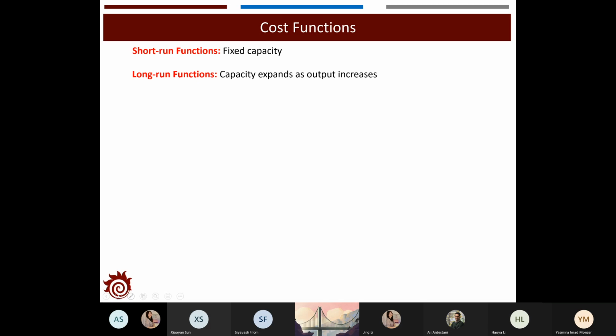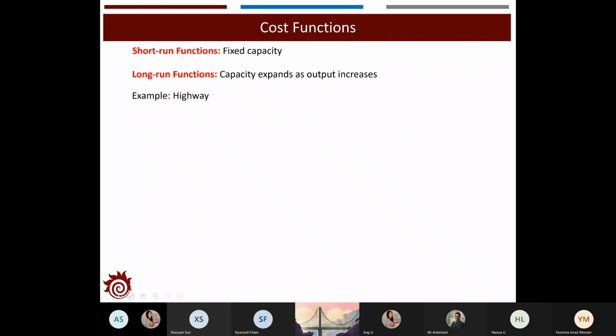But for the long run functions, if we consider the cost in the next 5 years, 10 years, maybe there are some construction projects for that road, then the capacity might be higher in the future. Then the cost function will also change with respect to the new construction projects.